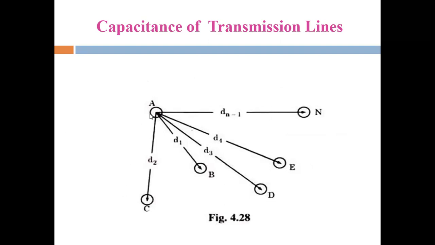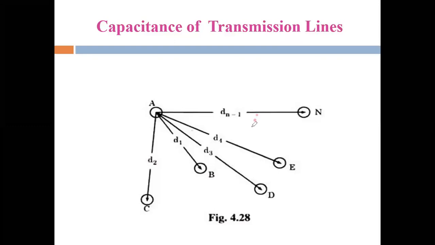The distance between conductor A and B is D1 meters, A to C is D2 meters, A to D is D3 meters, and A to E is D4 meters, and so on. The distance between A and the nth conductor N is Dn minus 1.